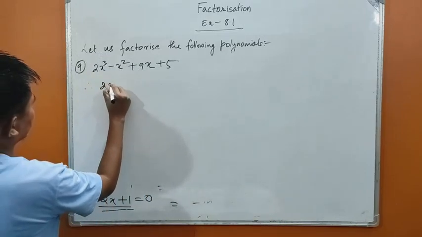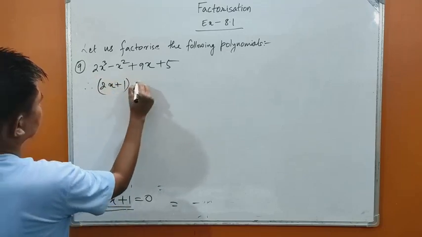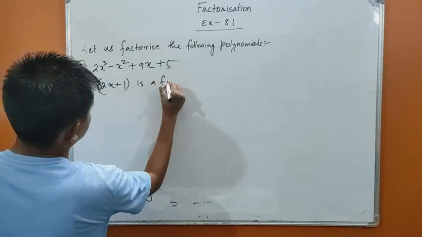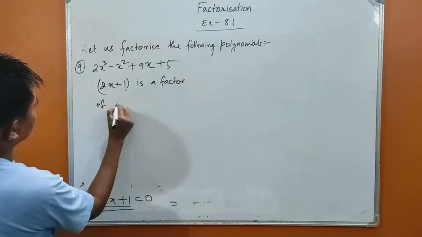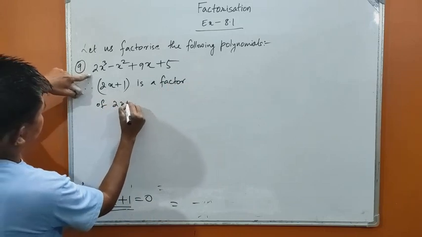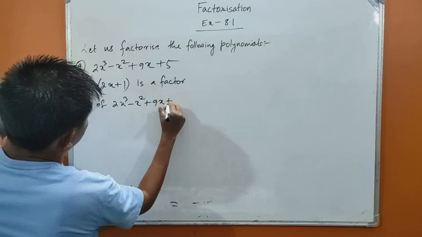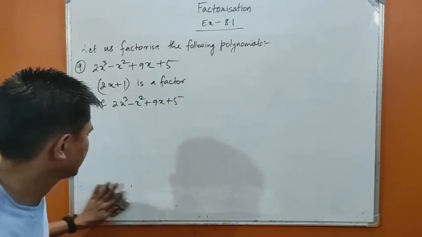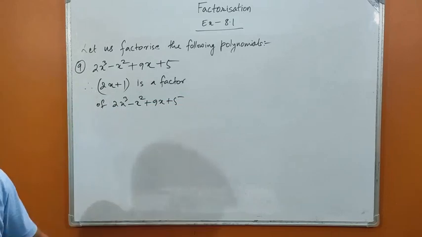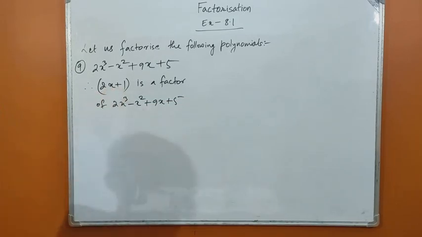Therefore, 2x plus 1 is a factor of 2x cubed minus x squared plus 9x plus 5. 2x plus 1 is a factor of this expression. Now we need to convert this expression into 2x plus 1 form.